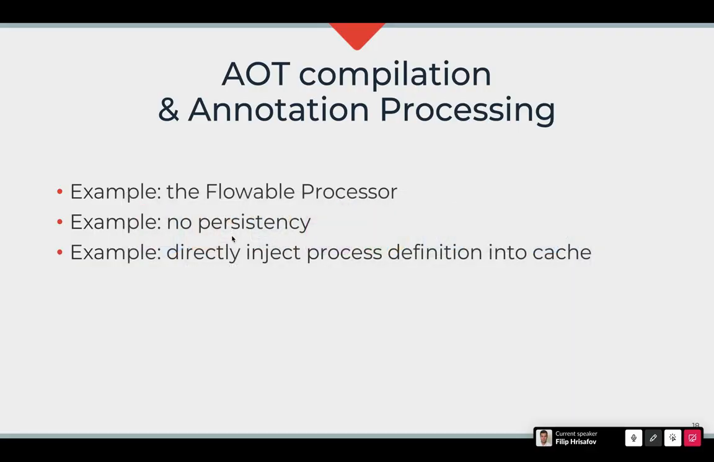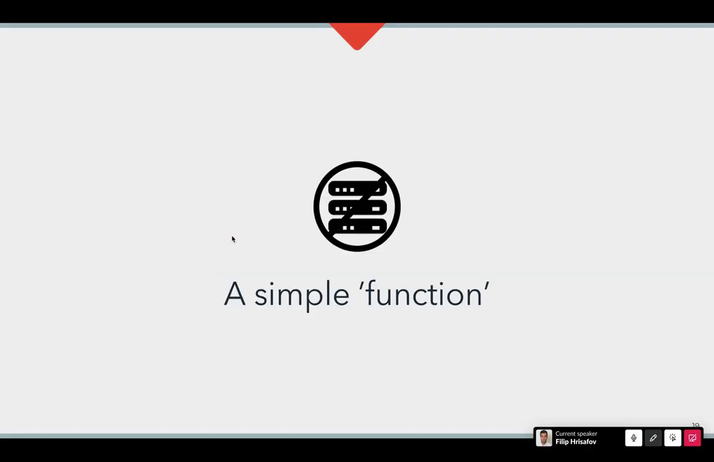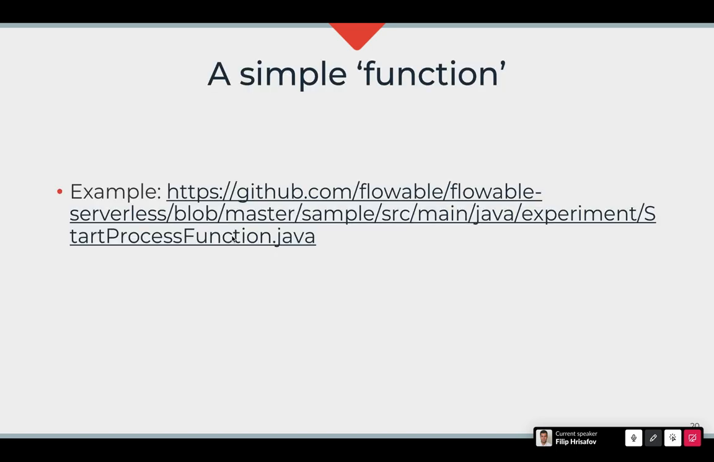All right, let's switch back. One of the first things we did was to try a simple function. As I mentioned, all of the code is on GitHub, and the link is quite easy. Just go to the Flowable repository on GitHub, then to the Flowable serverless project, and all the code is in there. Let's have a look at that.